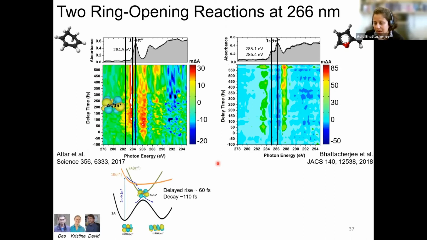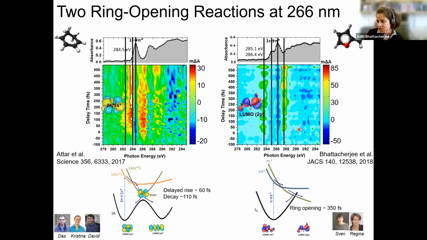And what we managed to identify in this case was really the delayed rise and the decay of the wave packet in the vicinity of the pericyclic minimum, which had very mixed 2 pi 1 pi star character. On the right here, however, because the photochemical product has a 2p atomic-like or a frontier orbital, this is directly manifested as a 2 eV shift in the rise of this photochemical radical product. Okay, so meaning that ultrafast ring opening happens in furfural on a 350 femtosecond time scale.